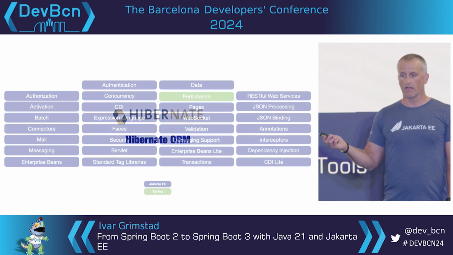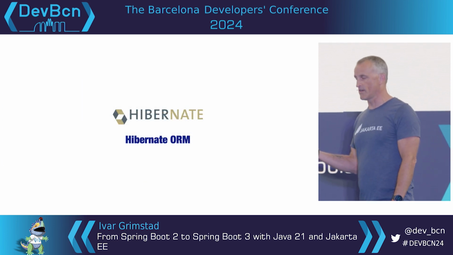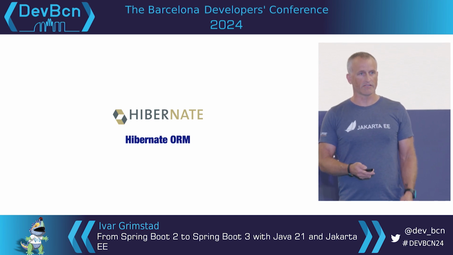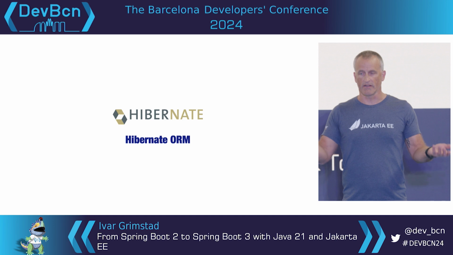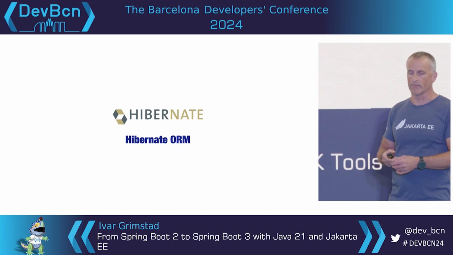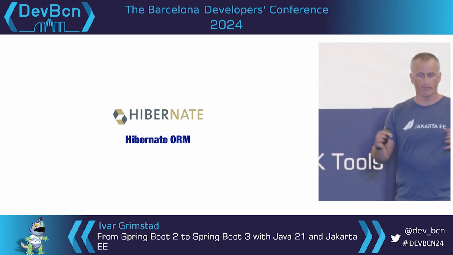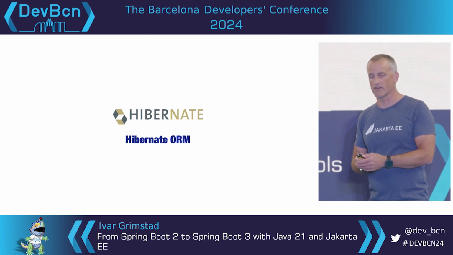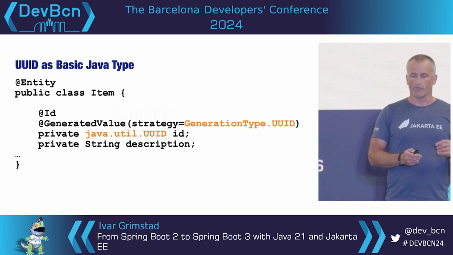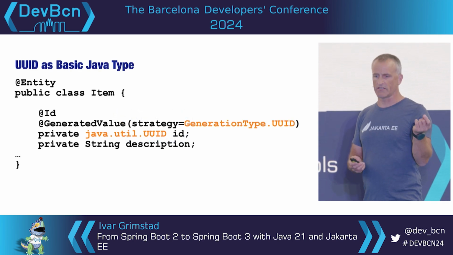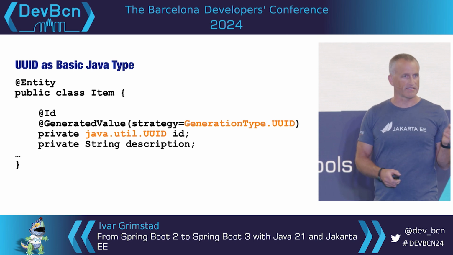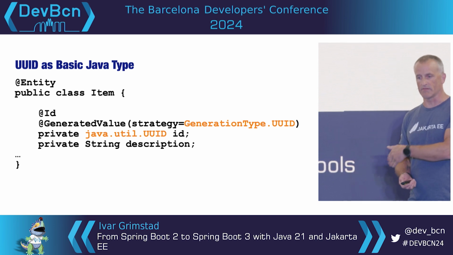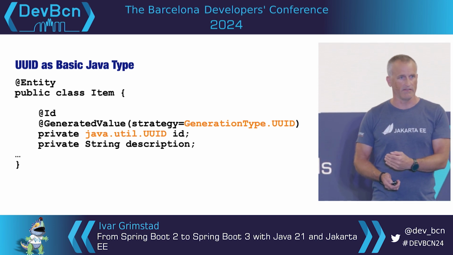yeah? So Hibernate ORM is an implementation of Jakarta persistence. And Hibernate is pulled in by default in Spring Boot if you use Spring Data with JPA or any persistence stuff if you use ORM. So if you're using persistence and Spring Data there, it's highly likely that you have Hibernate in your code base. And one thing we did in the latest version, Jakarta EE 10, was to add UUIDs as basic Java types in Jakarta persistence.